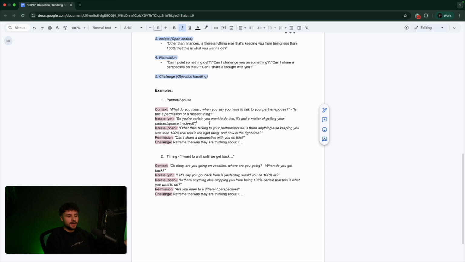Again, if at any point they say no, they're giving us something to work with, because they're being upfront that this is not their only concern, so we can actually address the real concerns and we're not dealing with smokescreens anymore. If they're saying yes, they may still give us a smokescreen here. We still don't know. So we give another chance, which is an open-ended isolation question.